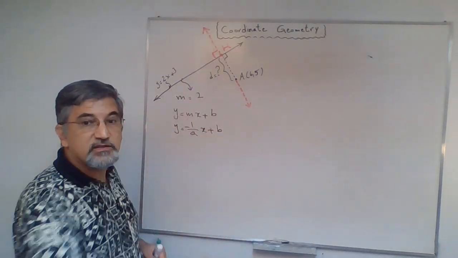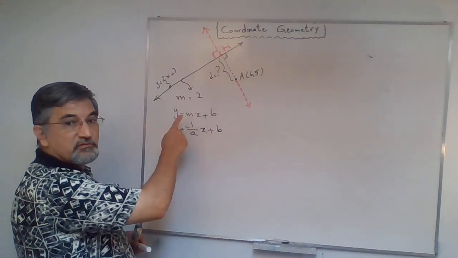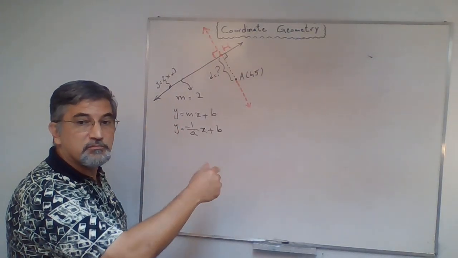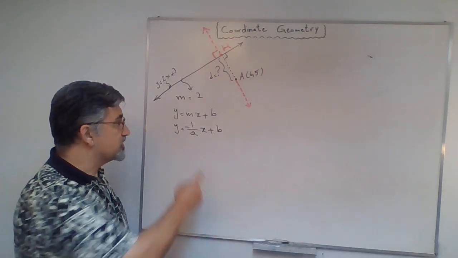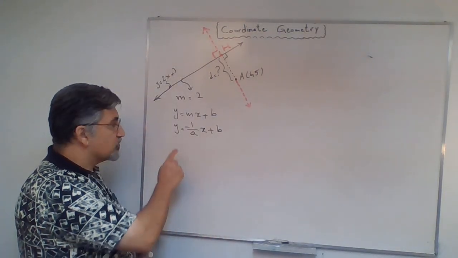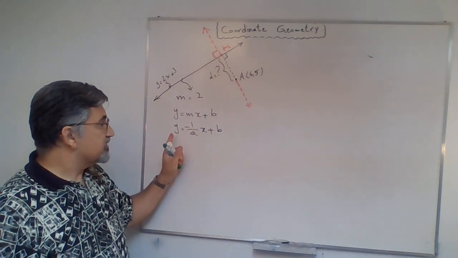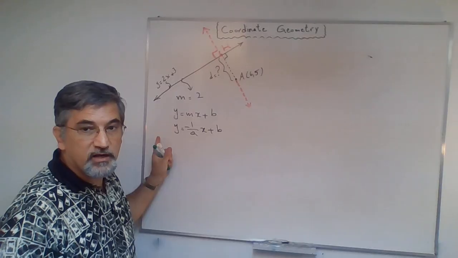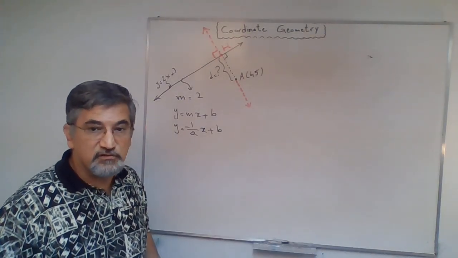All right? Why? Because the red line is perpendicular to the given line. So if the slope of the given line is 2, then the slope of the perpendicular line must be negative reciprocal of 2, which is negative 1/2. So this red line has this equation, negative 1/2 x plus b equals y. But what is b? I don't know yet. We have to find the value of b.